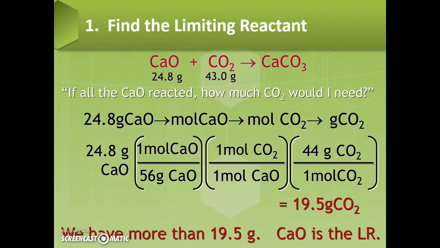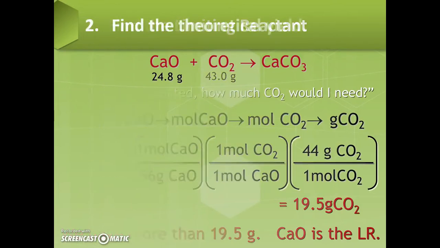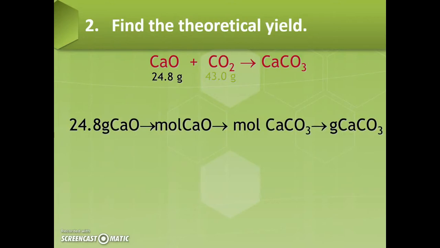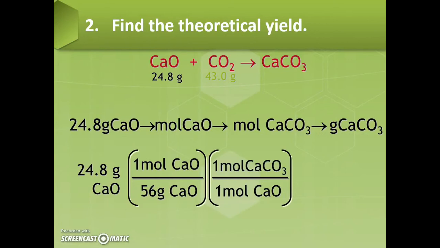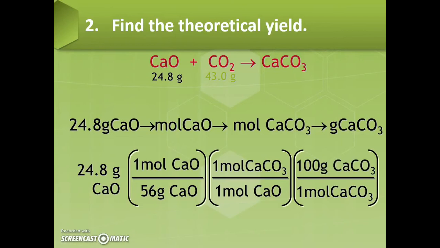Okay, so knowing that calcium oxide is the limiting reagent, we can fire up the slingshot again and say that for 24.8 grams of calcium oxide, move yourselves into the molar domain first. Apply the stoichiometry term, again 1 to 1. And then move ourselves back into the mass domain by multiplying by the molar mass of calcium carbonate. And we find that we get 44.3 grams of calcium carbonate is our theoretical yield.